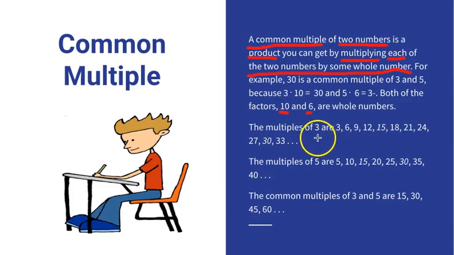Multiples of 3 are 3, 6, 9, 12, 15, 18, 21, 24, 27, 30. For 5, I know 5, 10, 15, 20, 25, 30, 35, 40. So common multiples between them would be 15, 30, 45, 60. Those would be the common multiples for both of them. The least common multiple of both of them is going to be 15, right?